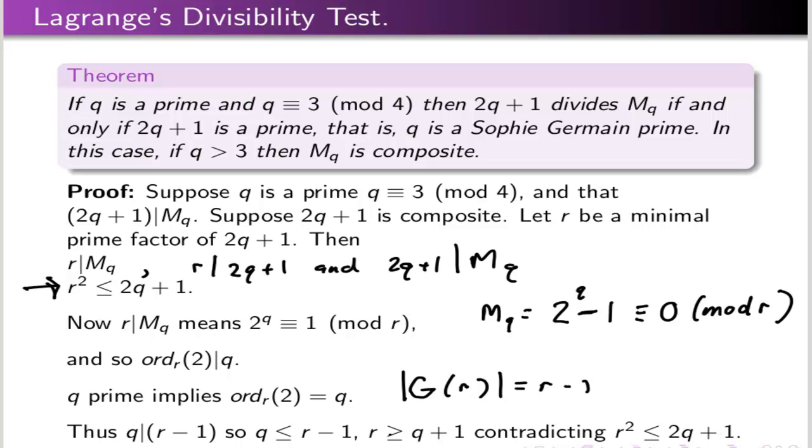If you squared r here, you'd get q squared plus 2q plus 1, so we can't have r squared be smaller than this part, because q squared is some positive quantity here. And we got our contradiction. Therefore, 2q plus 1 must be a prime.